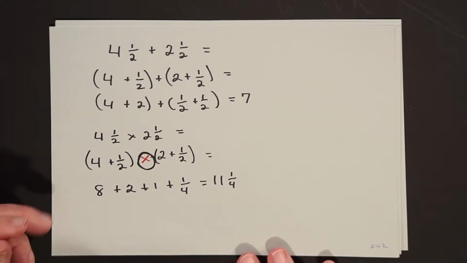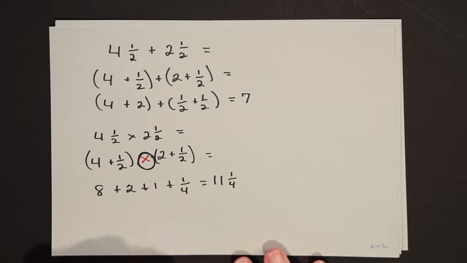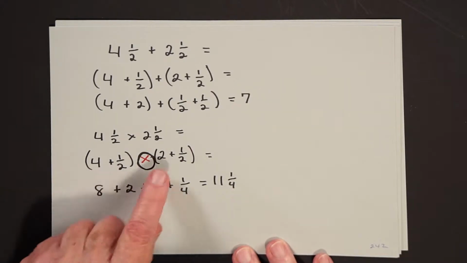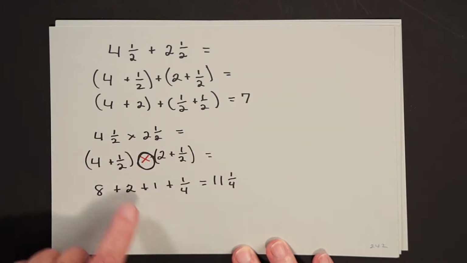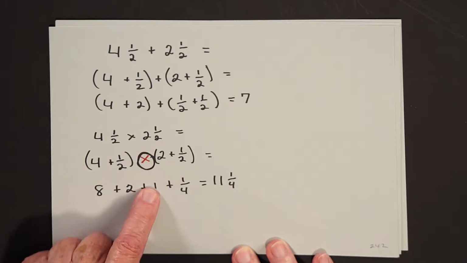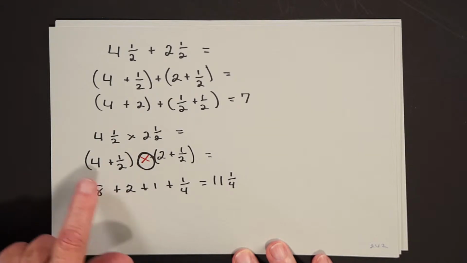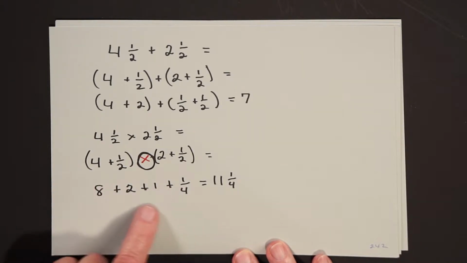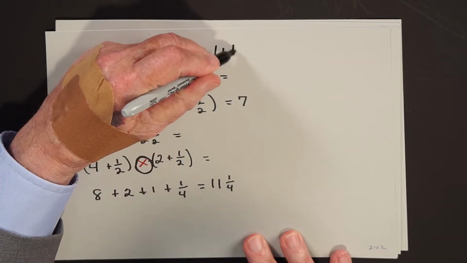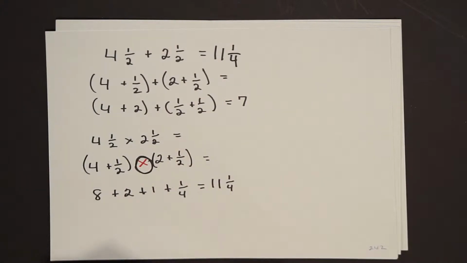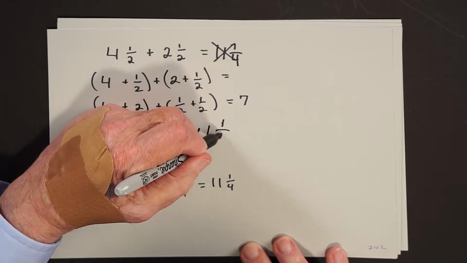And again, you might memorize this mechanically. Every term in the first set of parentheses has to multiply every term in the second set of parentheses. 4 times 2 is 8. 4 times a half, half of 4, is 2. A half times 2, half of 2, is 1, and a half times a half is 1/4. So the correct answer is 8 plus 2 plus 1 plus 1/4. 8 plus 2 plus 1 is 11. The correct answer is 11 1/4.